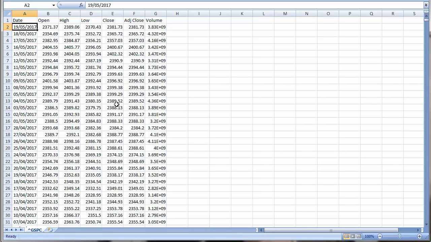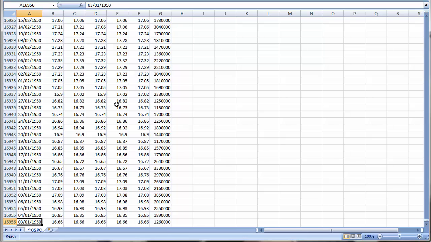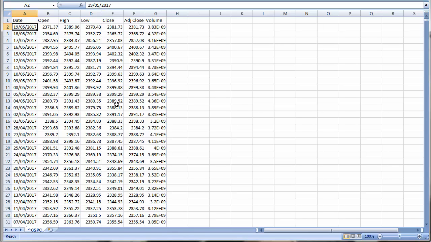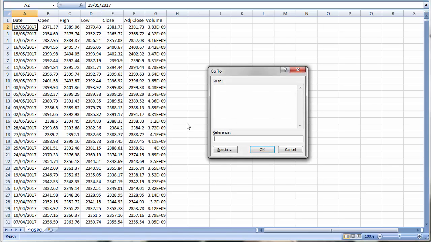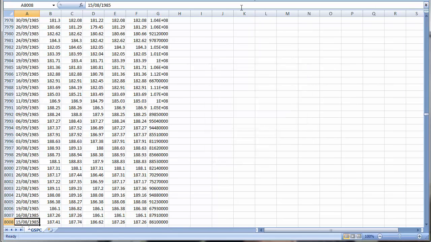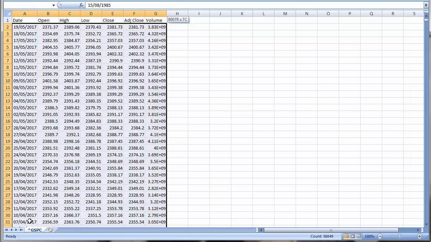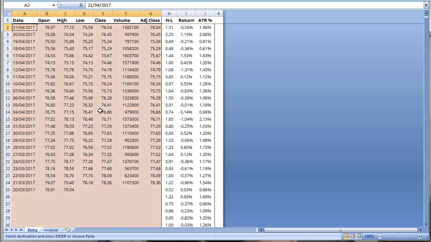So what to do, in order to quickly grab 8,008 data points, is just see how old your data goes. Now we've got 16,000, 17,000 rows here for this S&P 500 data, which is a bit much for us. So if we hit F5 and we'll go to A8008, okay, so we can go as far back as the 15th of August 85, and then Control Shift across, Control Shift up, and we'll just go down one row, Control C to copy our data, and then Control V to paste that data in.